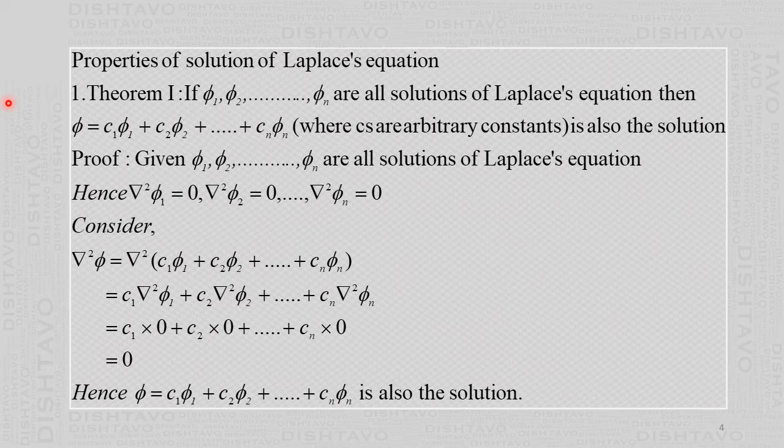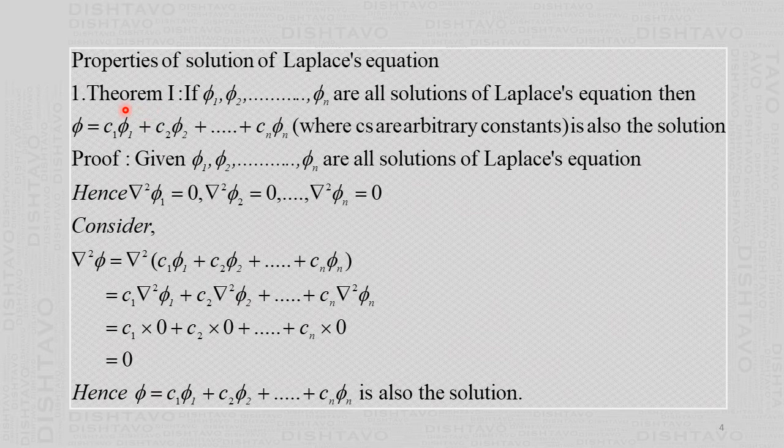Next we'll see what are the properties of the solution of Laplace's equation. Laplace's equation is a second order differential equation because del is a derivative, so del square is a second order derivative. Now for del square phi equal to 0, the solution means the value of that phi. And this solution satisfies certain conditions, and they are given as properties. Property 1 is called theorem 1, and property 2 will be called theorem 2.